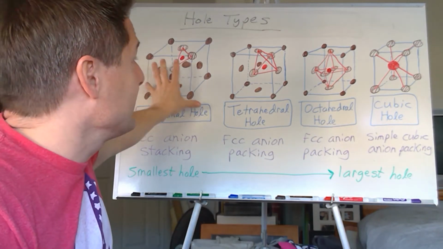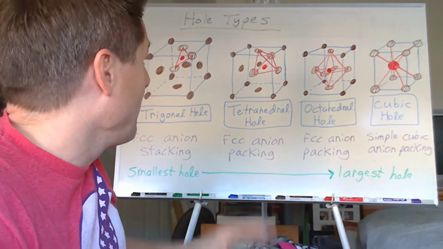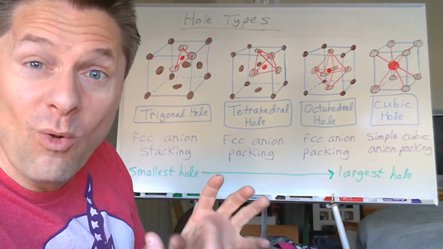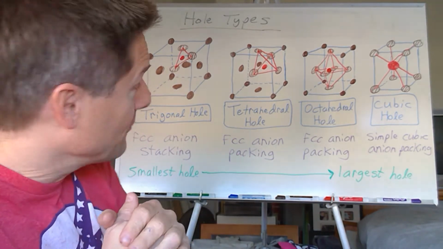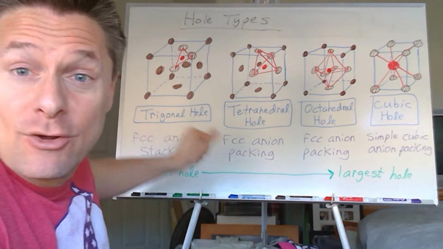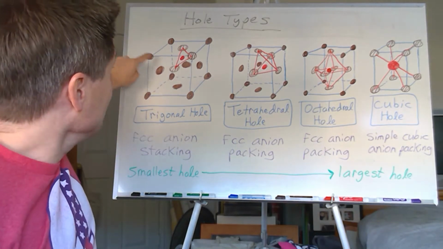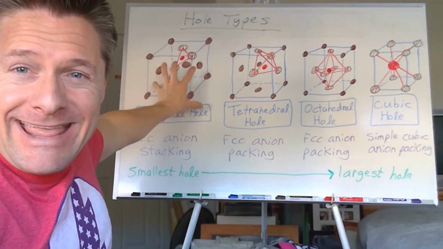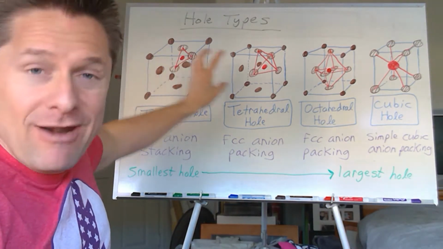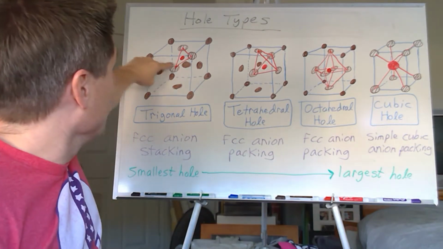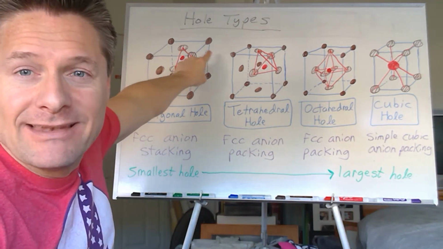So I'm doing the anions in brown, and I'm trying to outline in red where the hole is, where the cation would go. So let's take the first one, called the Trigonal Hole. I filled in the anions that are not part of that hole, and then what I did is I did kind of the dashed one.